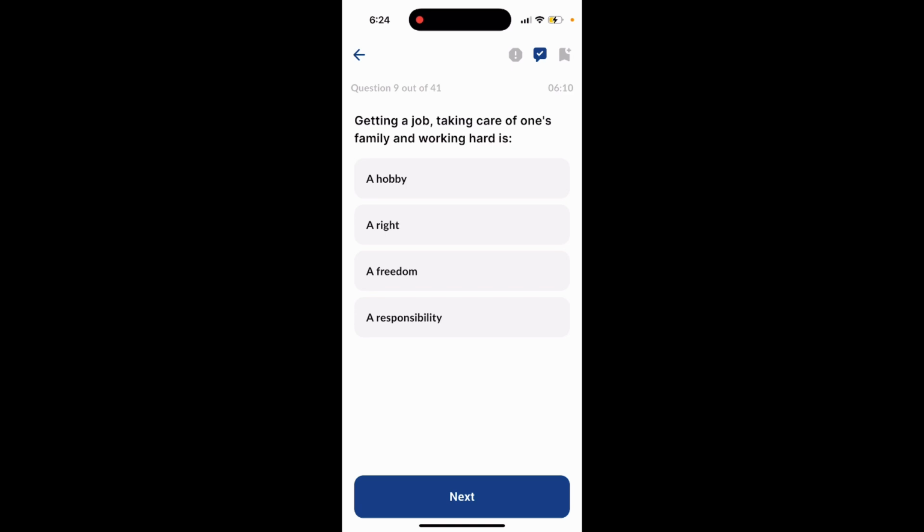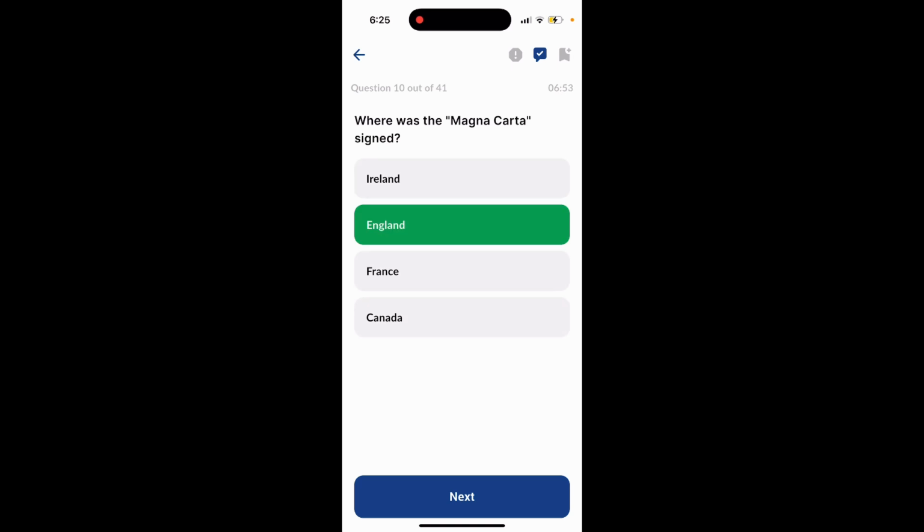Question 9. Getting a job, taking care of one's family, and working hard is a hobby, a right, a freedom, a responsibility. The answer is a responsibility, option 4. Where was the Magna Carta signed? Ireland, England, France, or Canada? The answer is England.